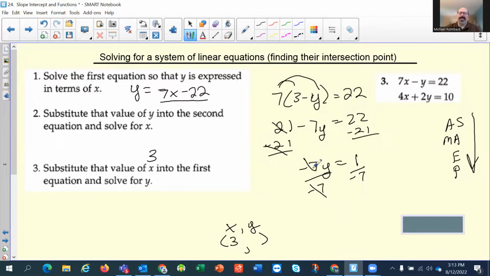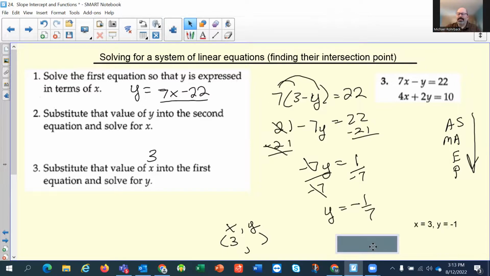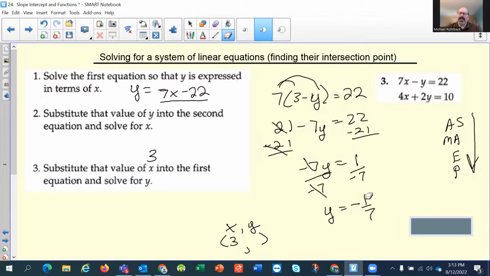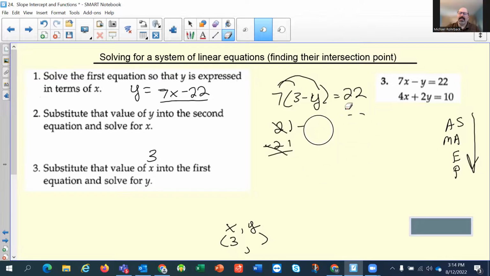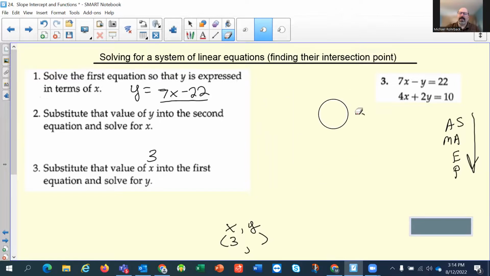Maybe you already caught what I did wrong. We'll see. Negative 7 divided by negative 7 is 1. Y equals negative 1/7. Well, I probably don't see that, right? I probably don't see that on my answer sheet. And I've got y equals negative 1. So if I'm not seeing that on my answer sheet, and it feels like that doesn't make sense, I'm going to go back and take a look at what I did.